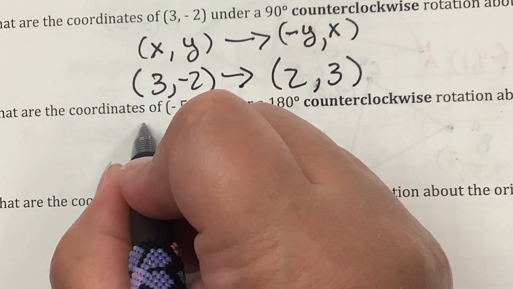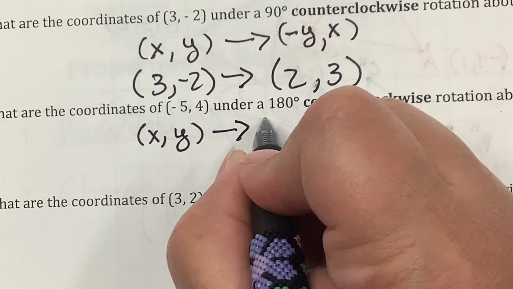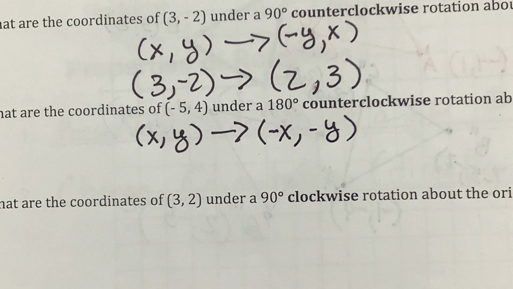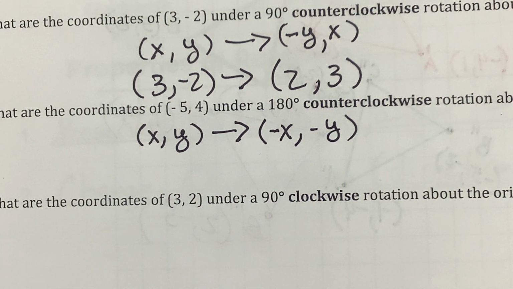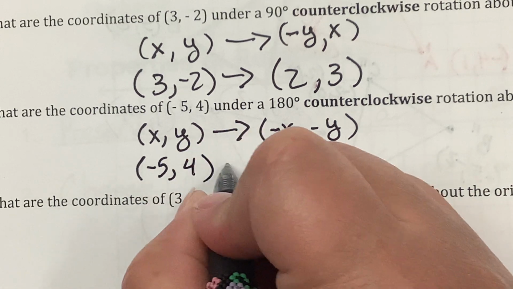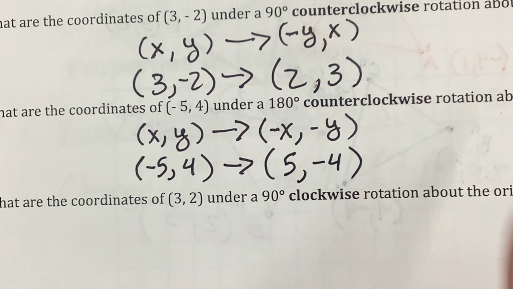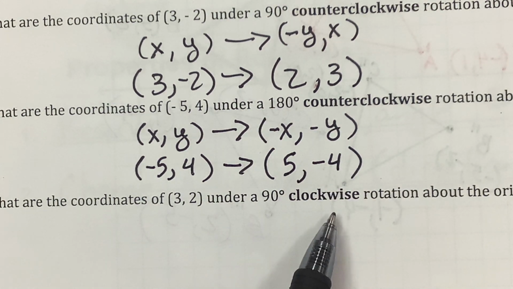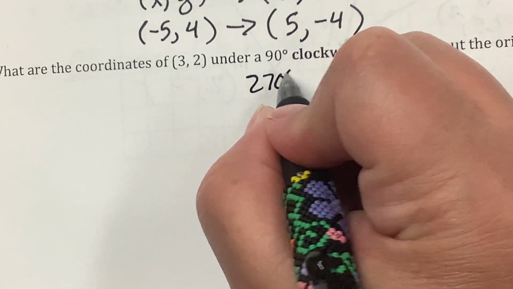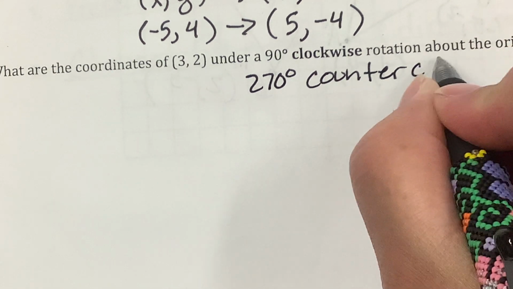180 degrees is x, y becomes -x, -y. But remember, it's negate, so you're just changing the signs. So I have -5, 4, and it's going to become 5, -4. 90 degrees clockwise, there's the rub. That is the same as 270 degrees counterclockwise.